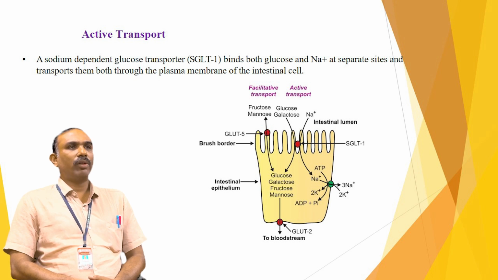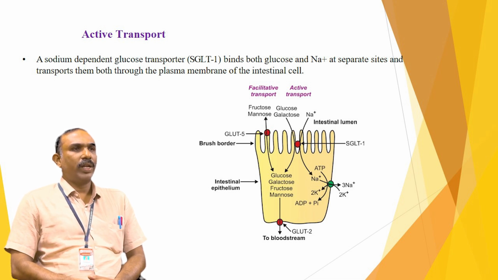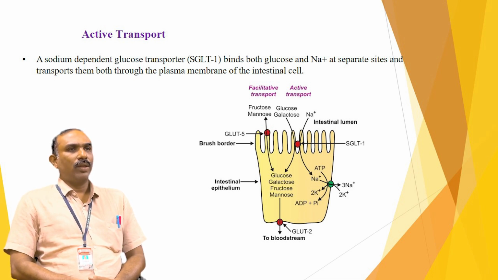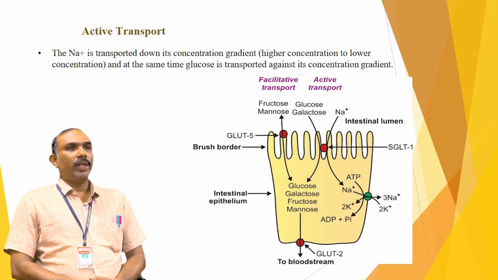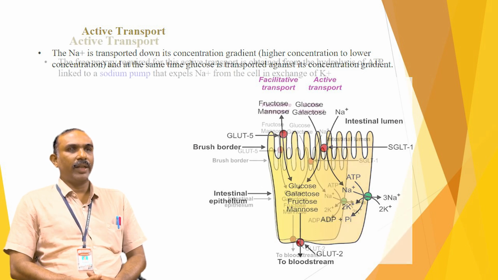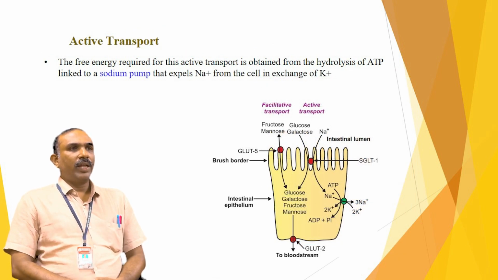So what is this active transporter? The sodium dependent glucose transporter, SGLT1. It binds both glucose and sodium at separate sites and transports them both through the plasma membrane of the intestinal cell. The sodium is transported down its gradient, from higher concentration to lower concentration, and at the same time glucose is transported against its concentration gradient. The free energy required for the active transport is obtained from the hydrolysis of ATP.